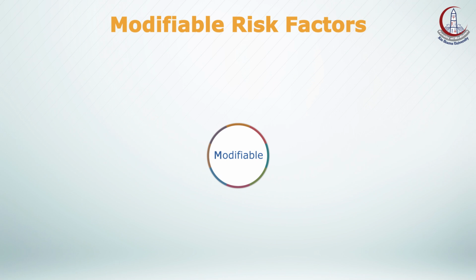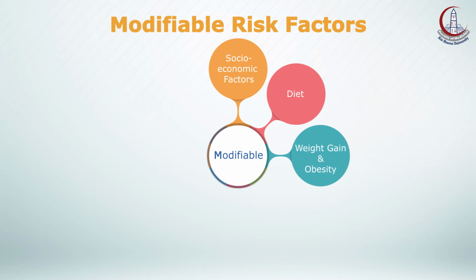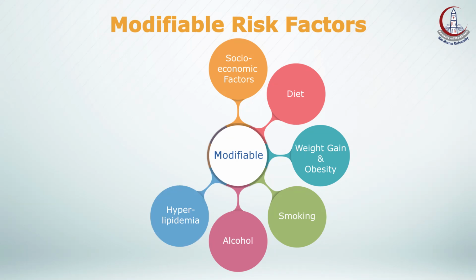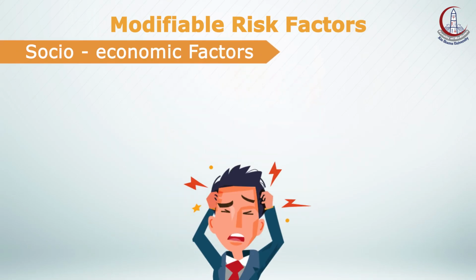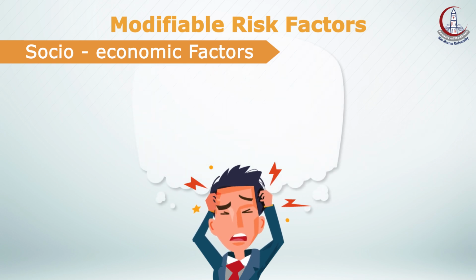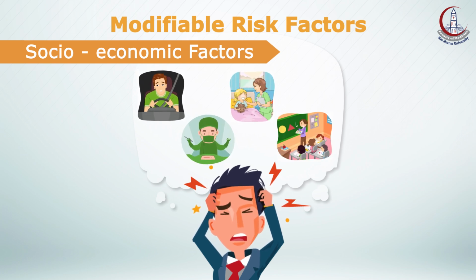Modifiable risk factors include socioeconomic factors, diet, weight gain and obesity, smoking, alcohol, hyperlipidemia or hypercholesterolemia, psychosocial and cultural factors, and finally, lack of regular physical exercise. Socioeconomic factors such as mental, psychological, and social stress are inversely related to blood pressure. Certain stressful occupations favor the development of hypertension, such as drivers, physicians, nurses, and teachers.